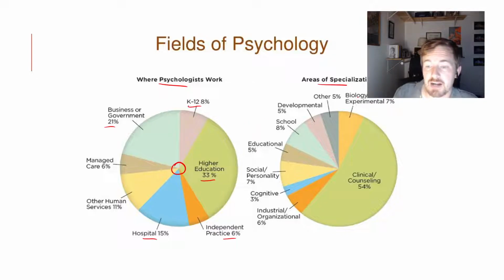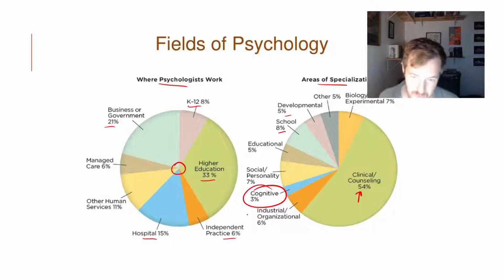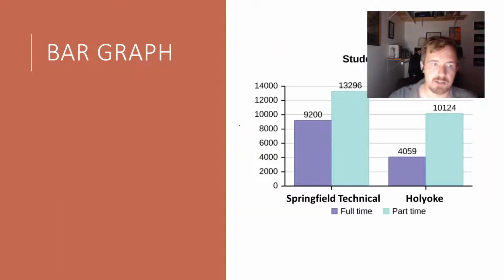Here we have the different areas of specialization. I thought this was really interesting because more than half of people who major in psychology are interested in this counseling piece. And we're going to see some school, some developmental psych. My folks over here, the cognitive psychs, where are you guys at? Why is there only 3 of us, or 3% of us? All right, so that just gives you an idea of the pie chart.